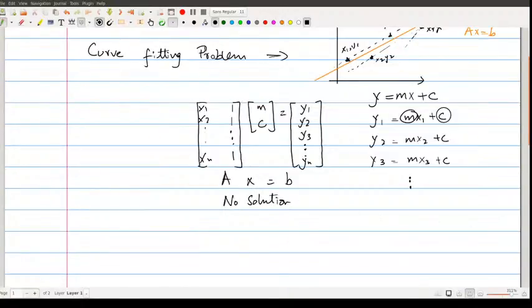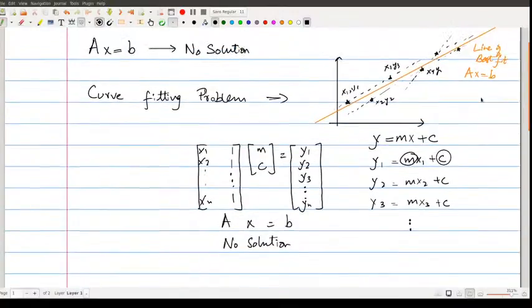It can't possibly have a solution, because if it had a solution, then all of these points would have been exactly on that line, right? And yet, in statistics, we still find this line of best fit. So the question really is, how do we get this line of best fit?